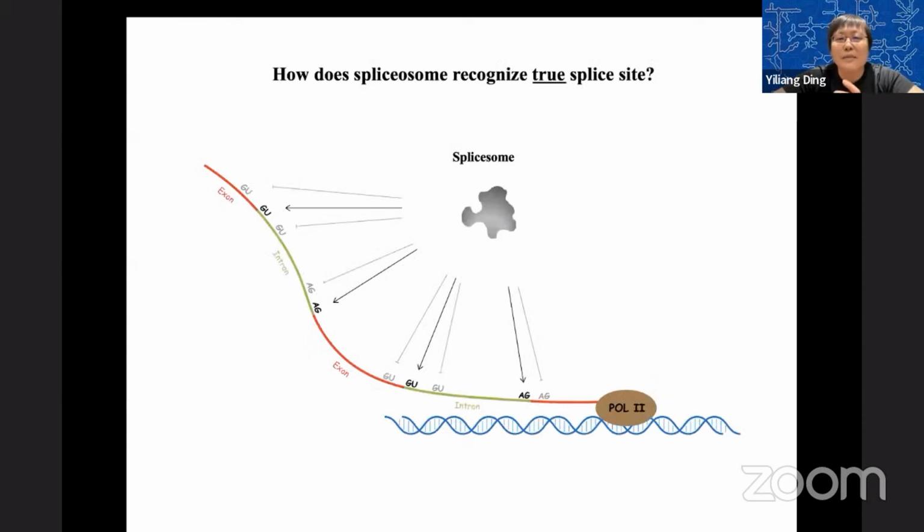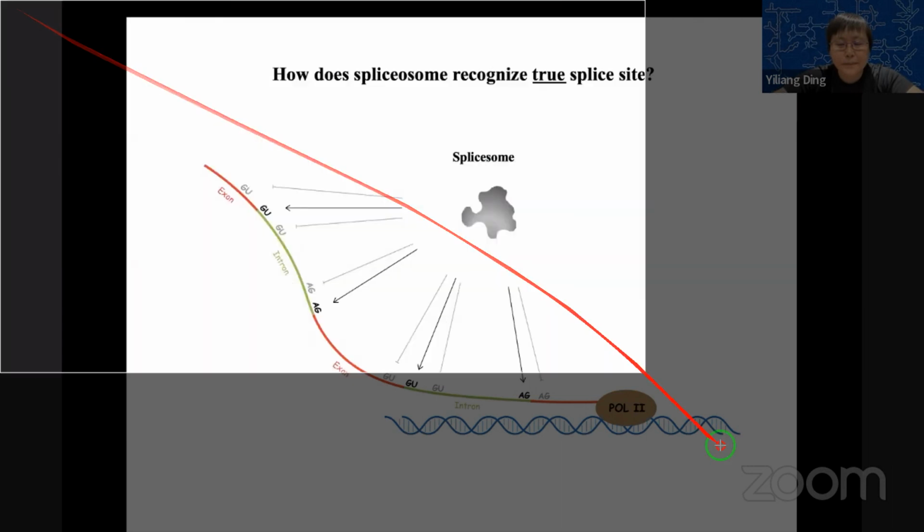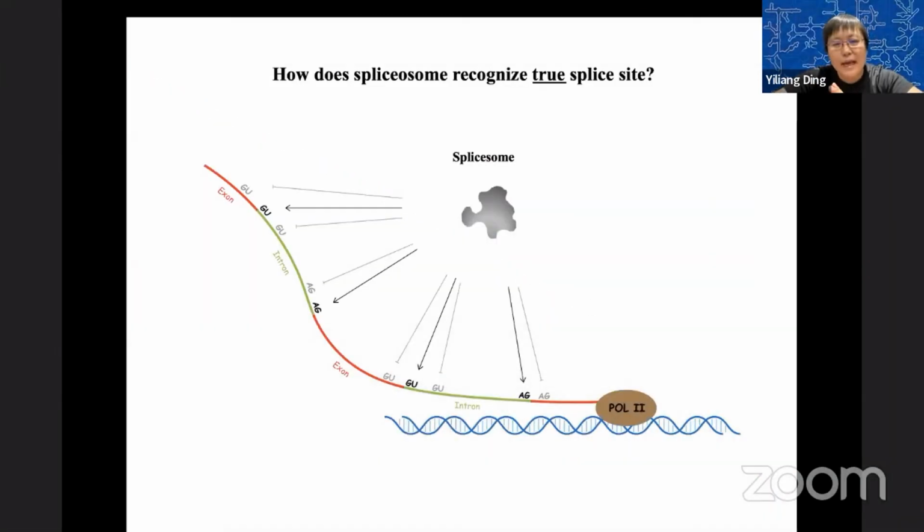The first question I'm going to demonstrate is a case study on splicing. The key question in splicing is how does the spliceosome recognize the true splice site? We know GU and AG are splicing sequence motifs. However, if you go through the whole pre-mRNA, you can find many GUs and many AGs. So why are some of them the true splice sites, but some are not?